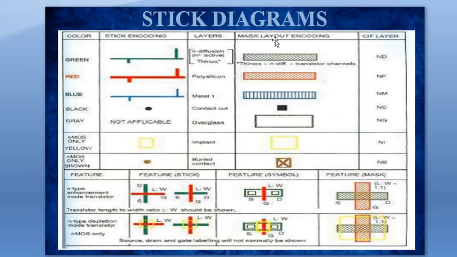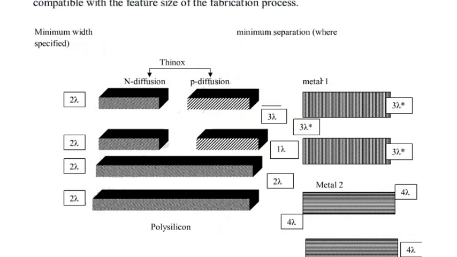This is for your layout figures. This is very important, mask layout figuring. Now I'll show how lambda based design rules will be used here. For N diffusion or P diffusion, as I have said, for P diffusion there is a brown color box with right slanting lines equally spaced. Here there will be very near lines for N diffusion, and the width of N diffusion should be 2 lambda, and the spacing between two N diffusions or P diffusions should be 3 lambda.